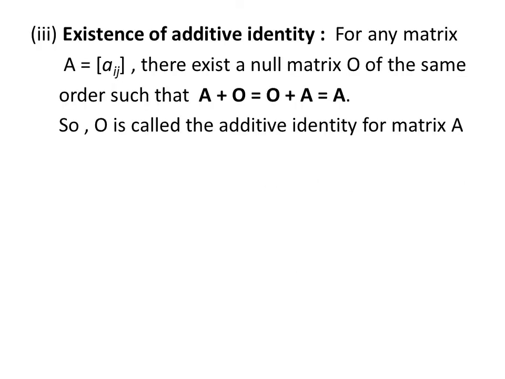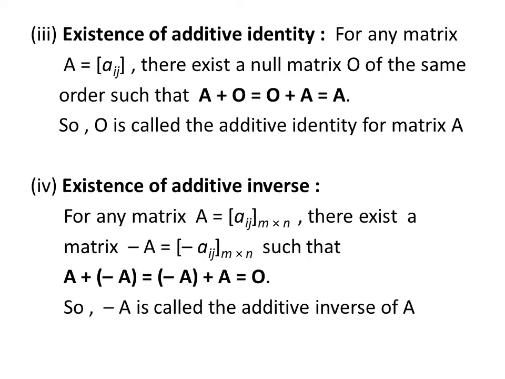Next is the existence of additive identity. For any matrix A, there exists a null matrix O of the same order such that A plus O equals O plus A equals A. That means if we add the null matrix O of the same order, whatever the order of matrix A, the sum of A and the null matrix is always equal to A. So O is called the additive identity for matrix addition.